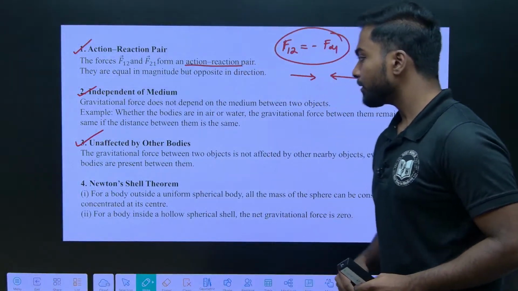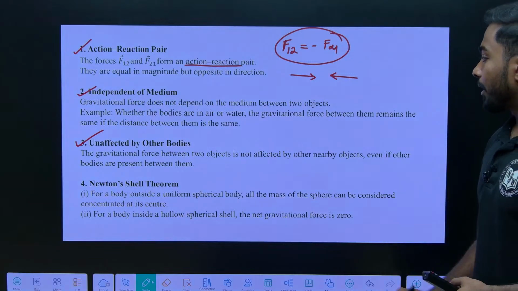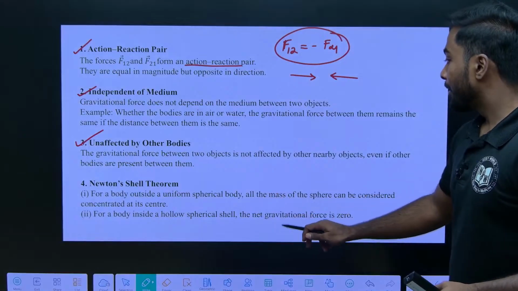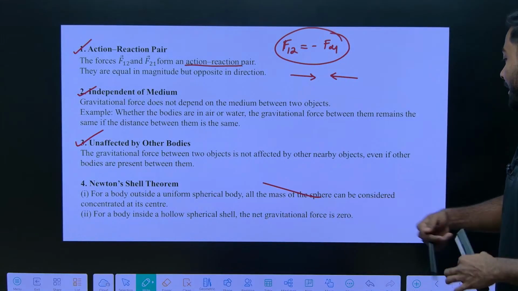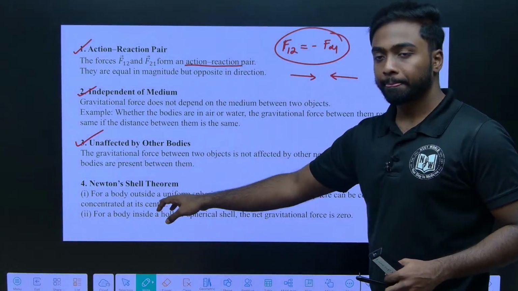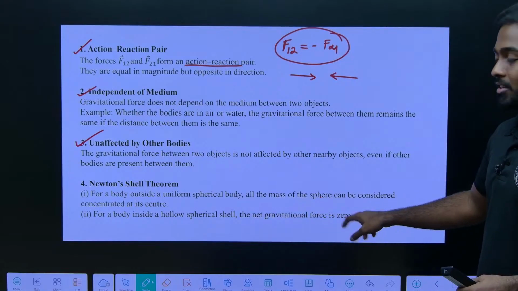So, Newton's shell theorem is the fourth point. For a body outside a uniform spherical body, all the mass of the sphere can be considered as concentrated at its center. Okay. For a body inside a hollow sphere, the net gravitational force will be 0.